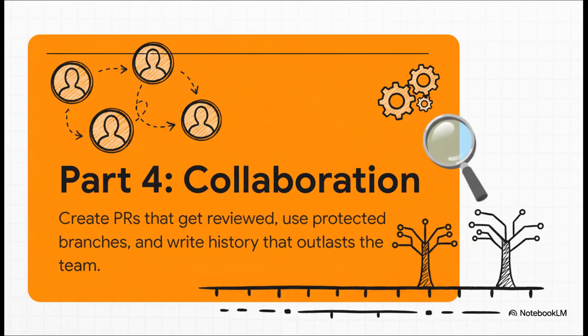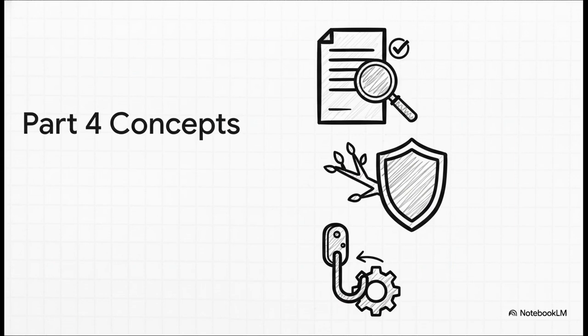Part 4 zooms out a bit to collaboration without chaos. Because let's be honest, using Git by yourself is one thing, but using it on a team, that's a whole different ballgame. We're going to talk about how to get your pull requests reviewed faster, how to use protected branches to prevent costly mistakes, and even how to automate some checks with Git hooks. Because here's the secret. Most Git problems on teams aren't actually technical problems. They're coordination problems, and we're going to fix those.